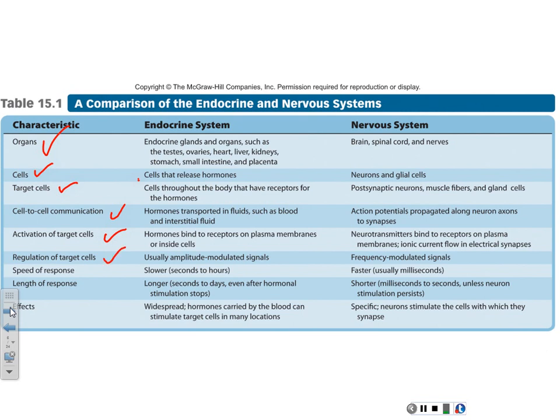And we'll talk a little bit more about this, how it's regulated. With the endocrine system, the stimulus or the influence depends on how much hormone you produce. So if you produce a whole bunch of hormone, that's going to be a bigger effect, right? And that is amplitude. Amplitude just means size. Okay? So if you produce little hormone, then the effect is less.